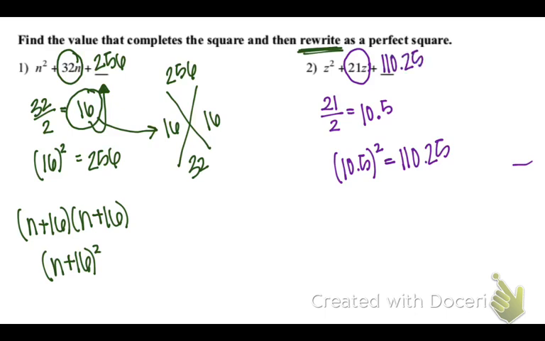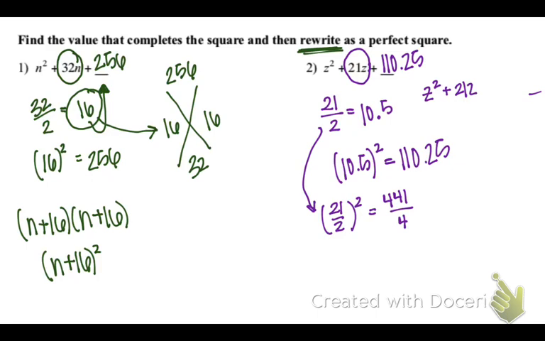And I don't care if you leave this as a decimal or if you write it as a fraction. Say we left it as a fraction, which probably is a little bit better to do. We could take this, 21 halves, and square it. If I square this and leave it as a fraction, I get 441 over 4, which is what the answer is probably going to say. So then this would be z squared plus 21z plus 441 over 4.